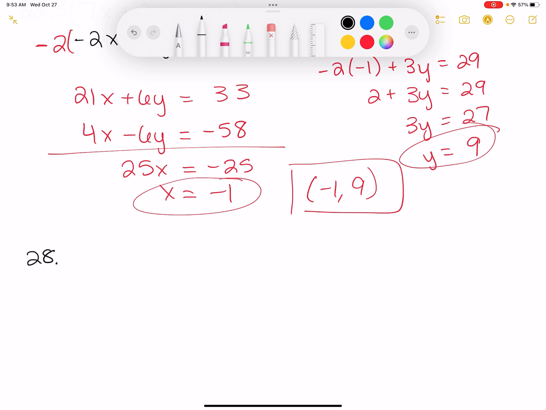So for 28, we've got 3x plus 2y equals 11, and 4x plus y is equal to negative 2.